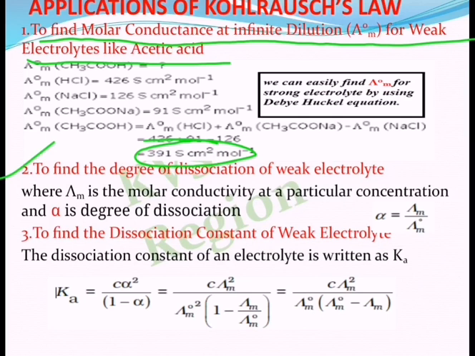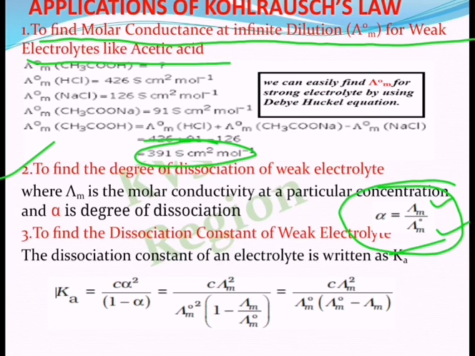Okay, now the second application, that is to find the degree of dissociation of a weak electrolyte. Degree of dissociation means how many atoms out of the total number of atoms have dissociated into ions. This is also a difficult task to calculate, but with the help of Kohlrausch law we can find it. This is the formula we use: alpha is equal to lambda m upon lambda naught m. Lambda m is the molar conductivity at a particular concentration, and lambda naught m is the molar conductivity at infinite dilution.